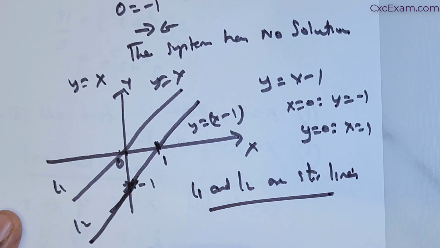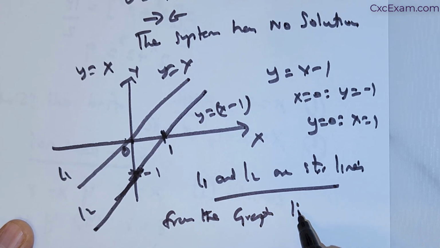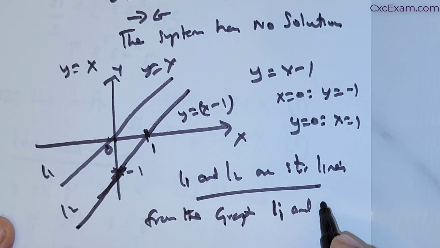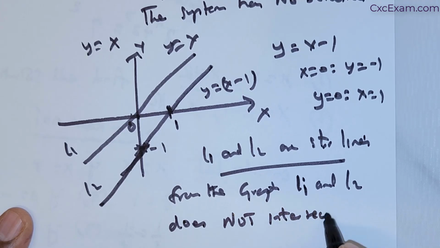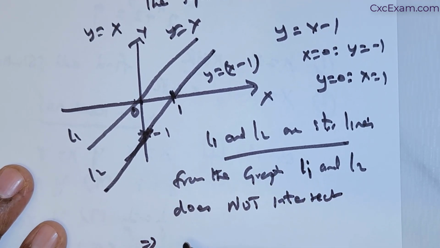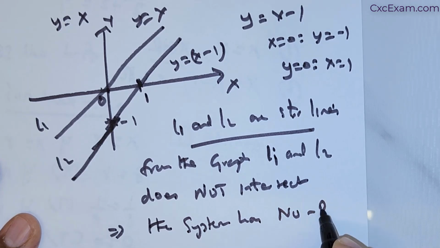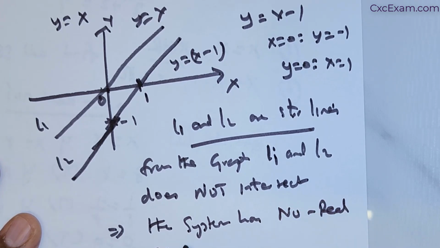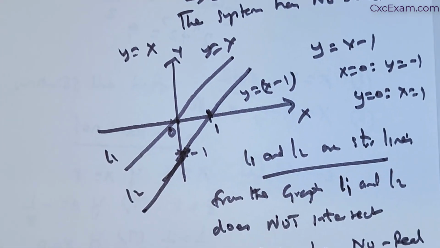So clearly, is there an intersection? We can state from the graph that L1 and L2 do not intersect. So this means the system has no real solution. Maybe you can state the word real. So these are two beautiful questions testing you on the mathematical concepts.